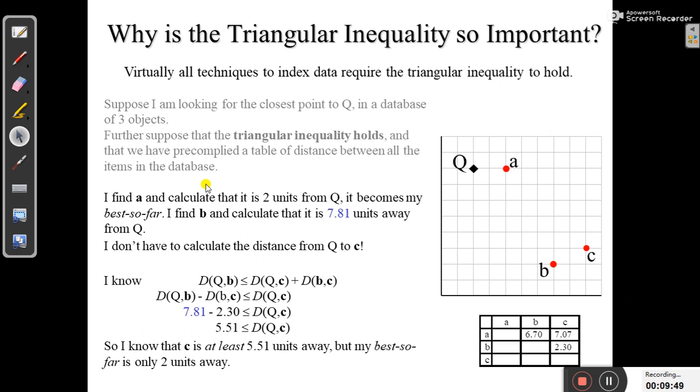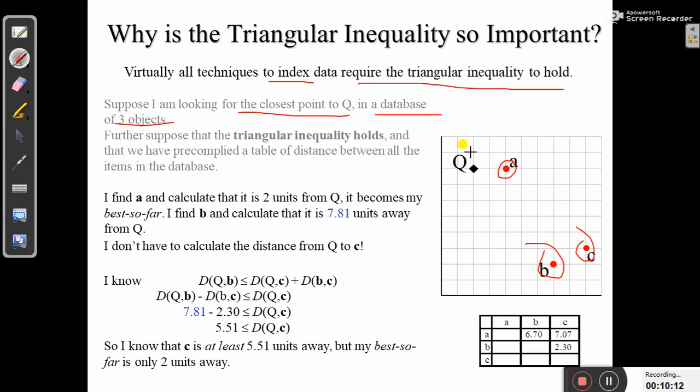What does it mean? What is the triangular inequality? Why is the triangular inequality so important? Virtually all techniques to index data require the triangular inequality to hold. Here you can see objects A, B and C. Suppose I am looking for the closest point to Q in a database of 3 objects. The objects are these and Q is the query. So we need to find out which one is closest to Q. Further, suppose that the triangular inequality holds and that we have compiled a table of distances between all the items in the database.